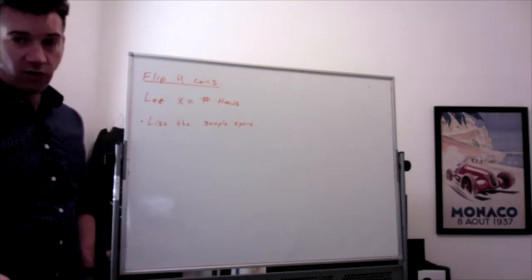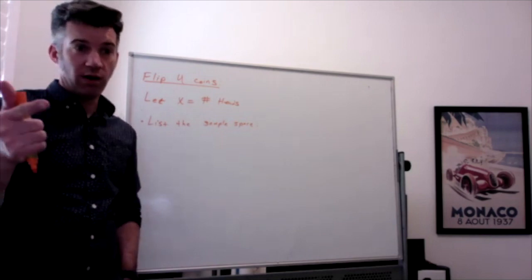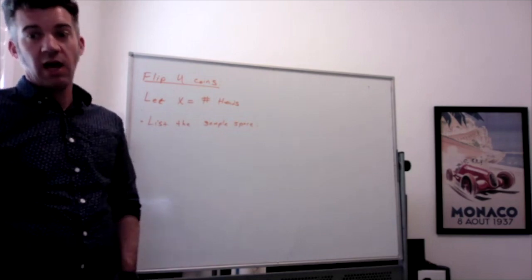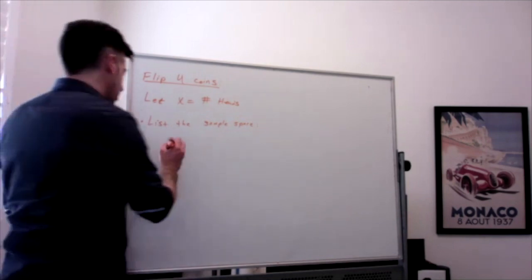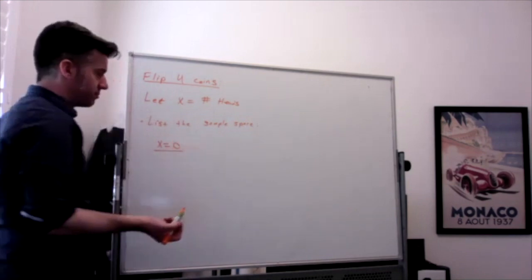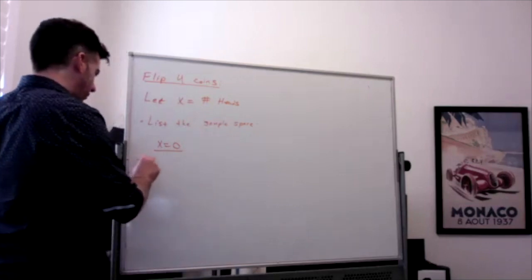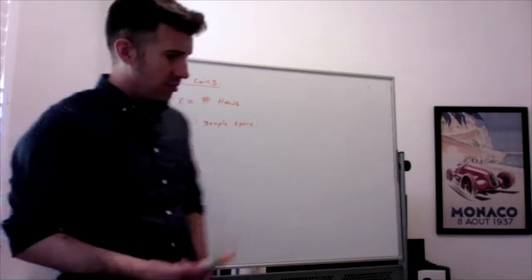While flipping 4 coins, I can get 0 heads, or 1 head, or 2 heads, or 3 heads, or all 4 heads. Those are the possibilities. But we want to list each possibility within those. So if X equals 0 heads, there's only one way to get 0 heads: all 4 coins came up tails.